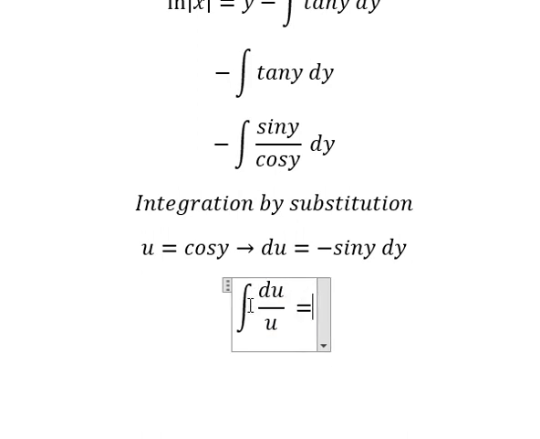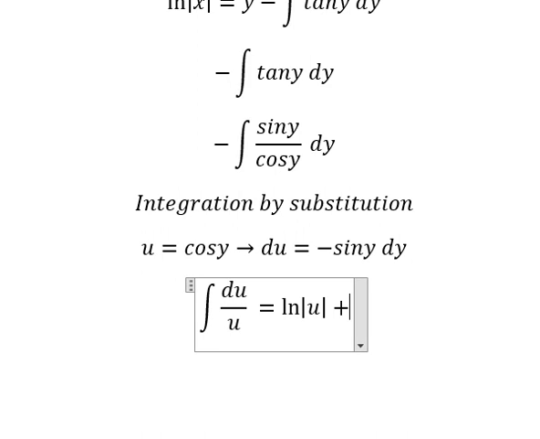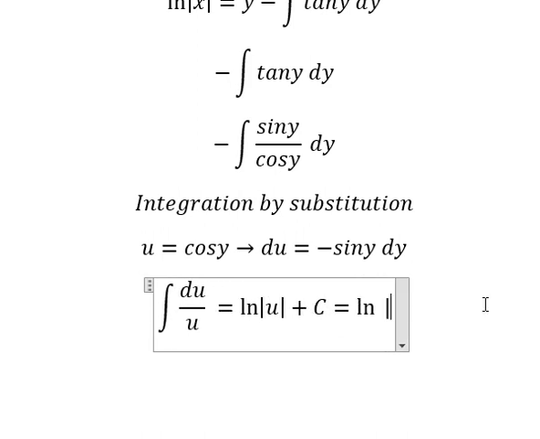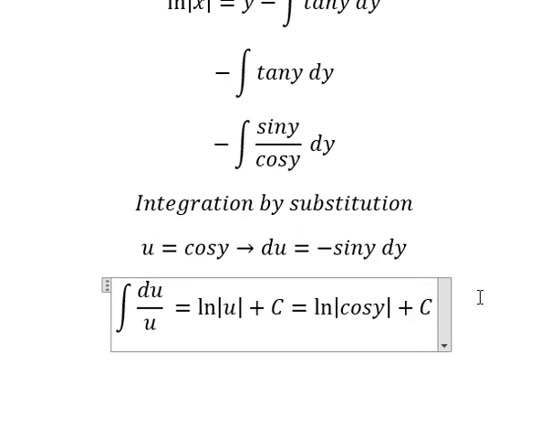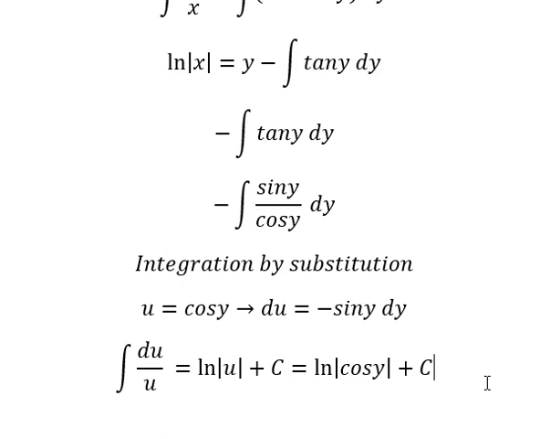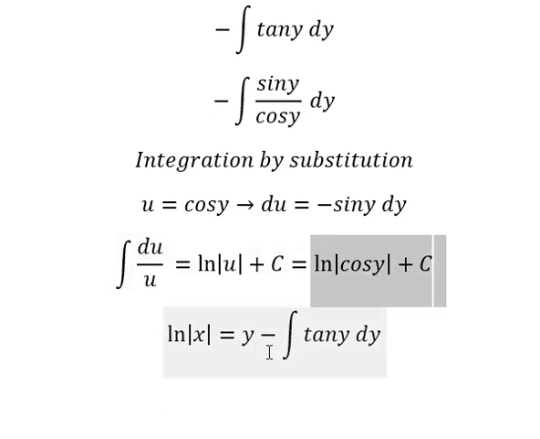So the integration of this one is Ln of the absolute value of u, and I will put plus c. And u is cosine y. Now we need to go back in here. So this one is this one.